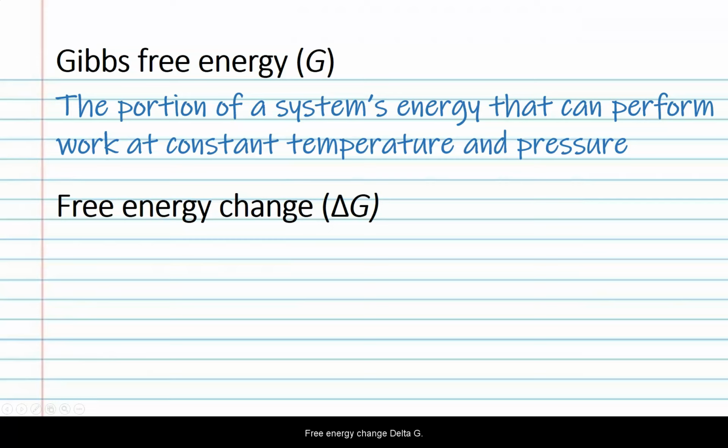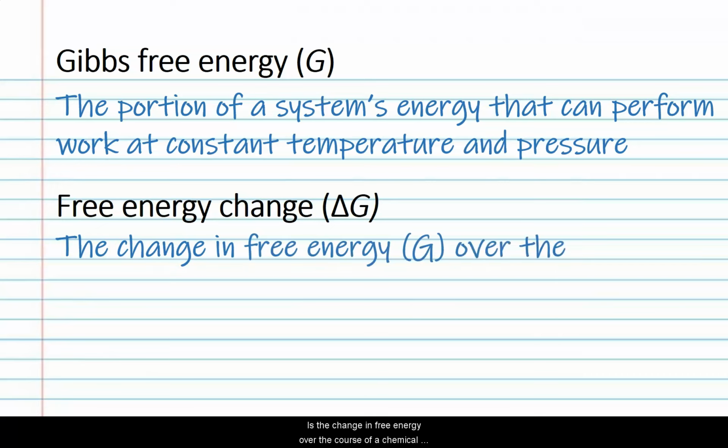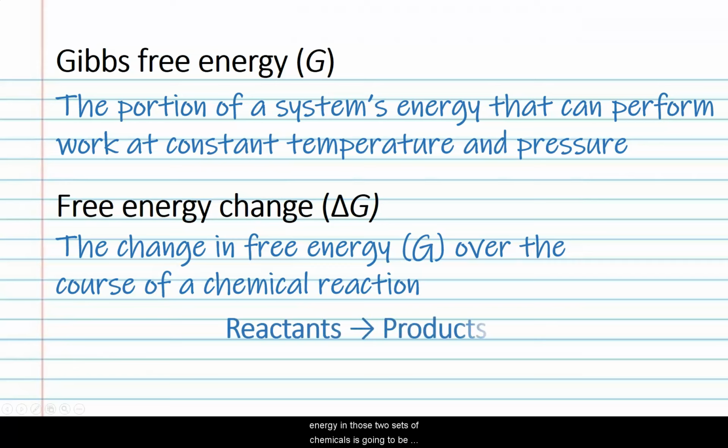Free energy change, delta G, is the change in free energy over the course of a chemical reaction. As we go from reactants to products, the energy in those two sets of chemicals is going to be different, and we can calculate the difference in free energy over the course of the reaction by subtracting. We have the energy of the products minus the energy of the reactants, and that gives us our delta G.